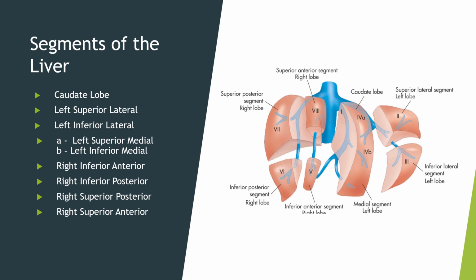Superior to that is going to be number 7, which is the superior posterior segment of the right lobe. And then segment 8 is the superior anterior segment of the right lobe. Again, that right hepatic vein is going to run through segments 6 and 7. 5 and 8 are going to have the right anterior portal vein that bisects those. The right posterior portal vein is going to bisect 6 and 7 again.